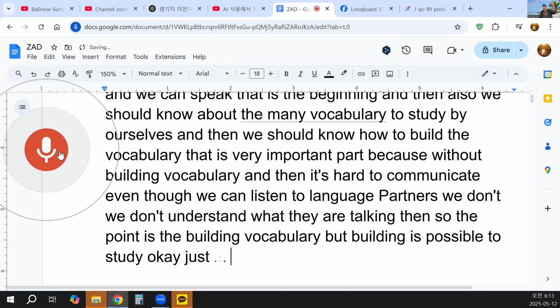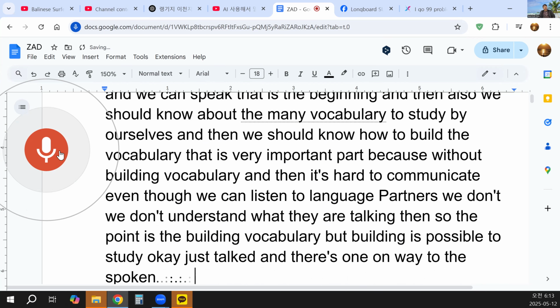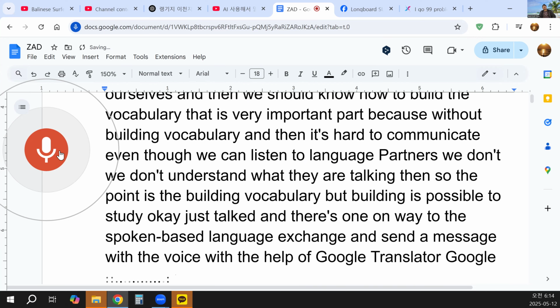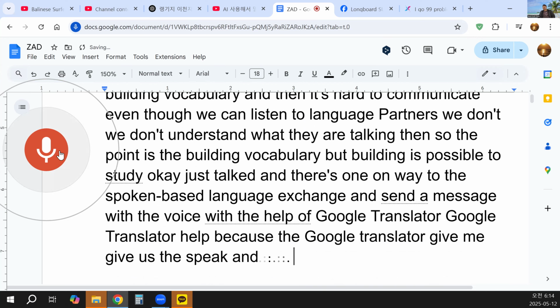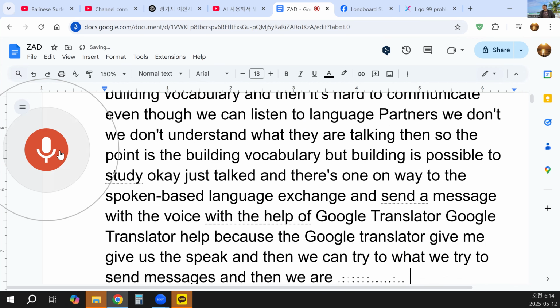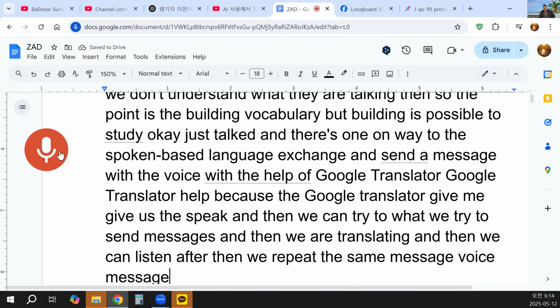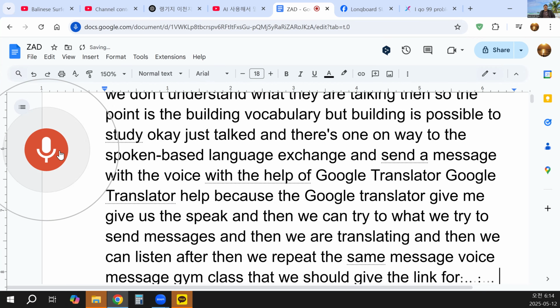Okay, there's one way for spoken-based language exchange: sending messages with voice with the help of Google Translator. Google Translator can help because it gives us the speech of what we try to send in a message. We translate it, and then we can listen. After that, we repeat it with the sent message, like Facebook messages, which give voice messaging as well. I recommend Facebook as a good platform to do online language exchange because when we open the Zoom class, we can give the link to them, and we can communicate with each other.